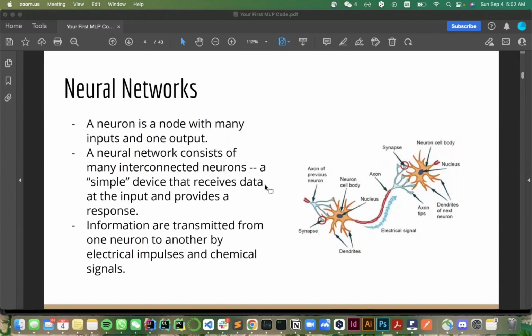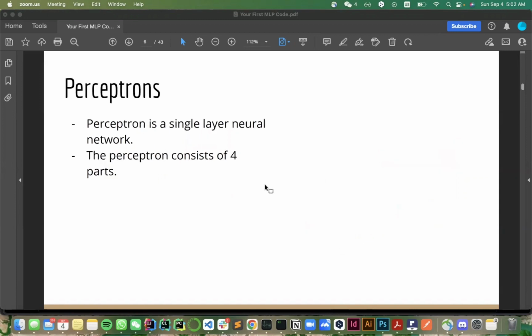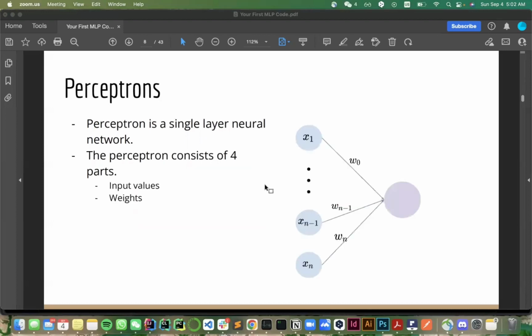However, how can we take advantage of those biological inspirations? Here, we have the perceptrons. Each perceptron is a single layer neural network, and there are four parts in the perceptron. First, the input layer. Second, weights. Third, weighted sum. Fourth, threshold or the activation function.